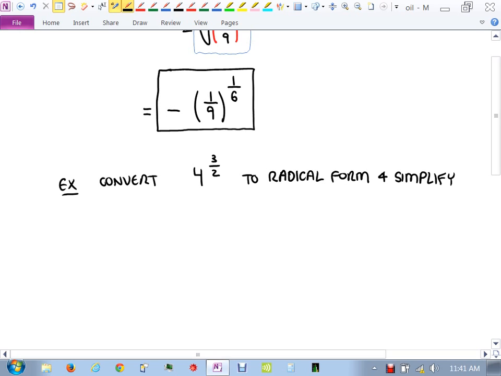Four to the 3 halves. I have a radical, right? 4 is our x. What is the root? What's on the outside? The 2. And so just remember that anytime you have a rational exponent, the denominator, the bottom number, is what's on the outside of the root. So this will become a 2 out here. That comes from here. And then what goes on the power for the 4? 3.